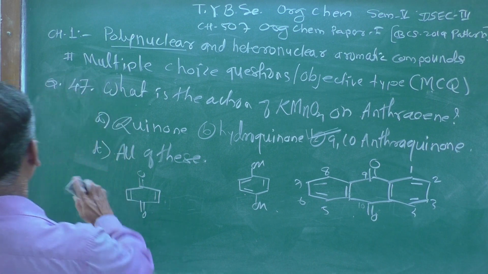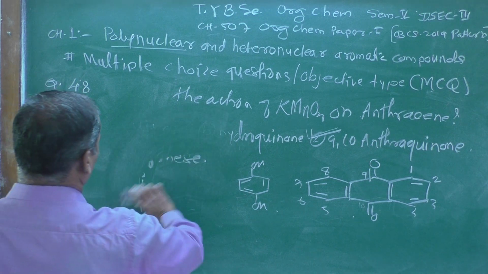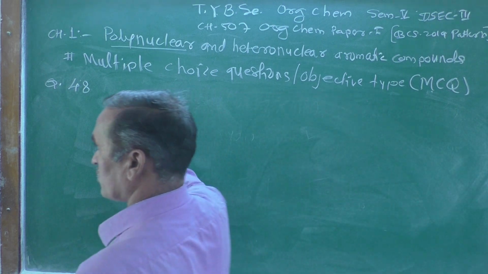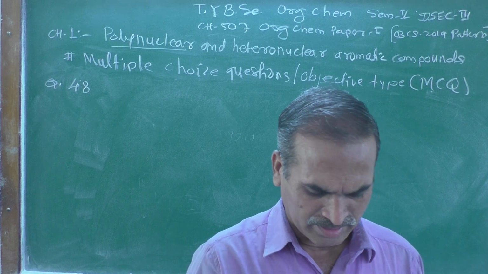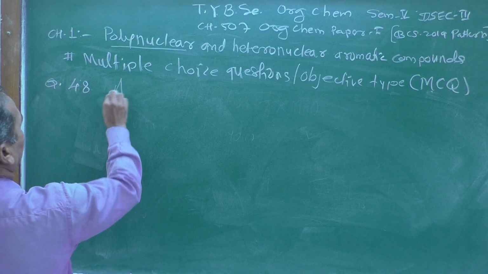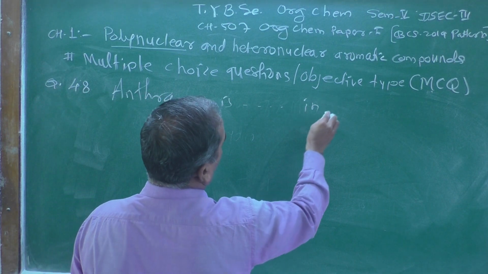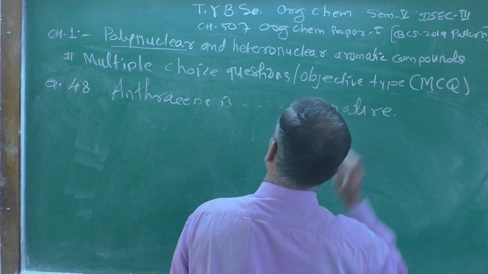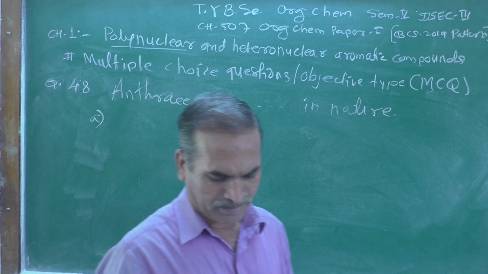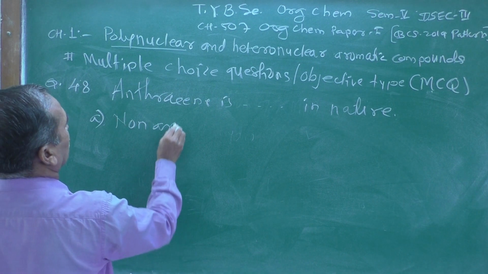So let us move on to the next question, question number 48. Anthracene is dash dash in nature. Options are given. A is non-aromatic.